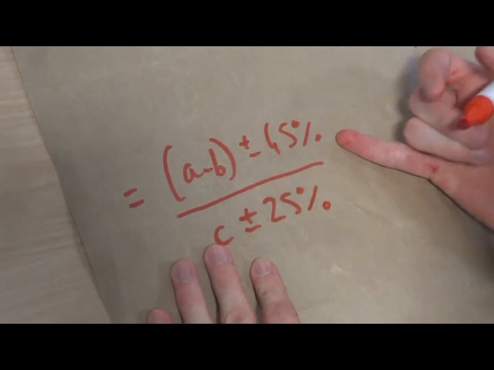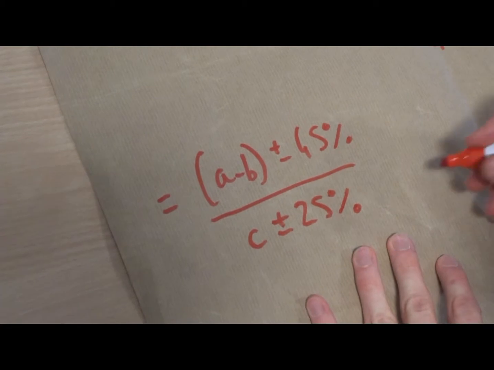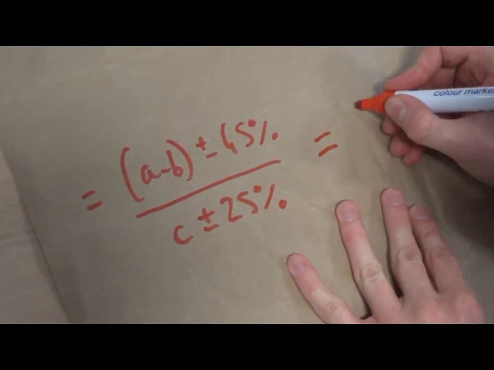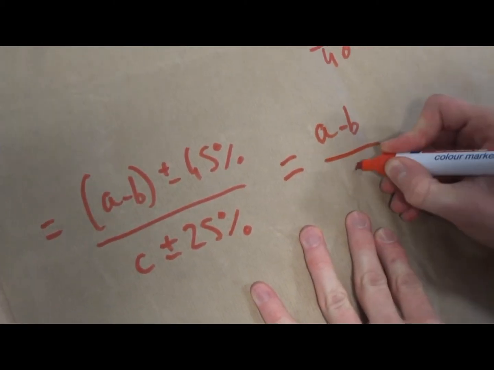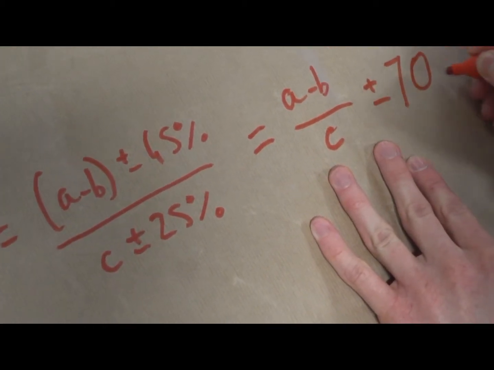Right, so now we can do something with these. We just add them together. You do the same thing if you multiply, it's quite straightforward. So you say we've got A minus B all over C, and that's plus or minus 70%.